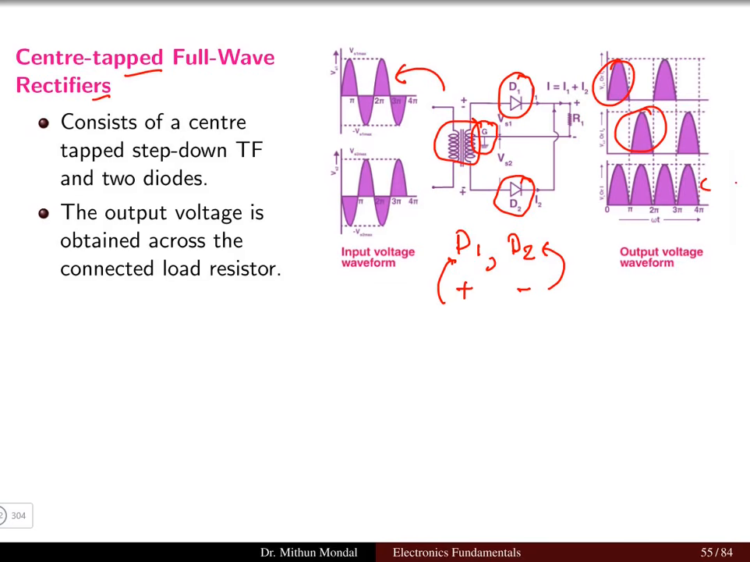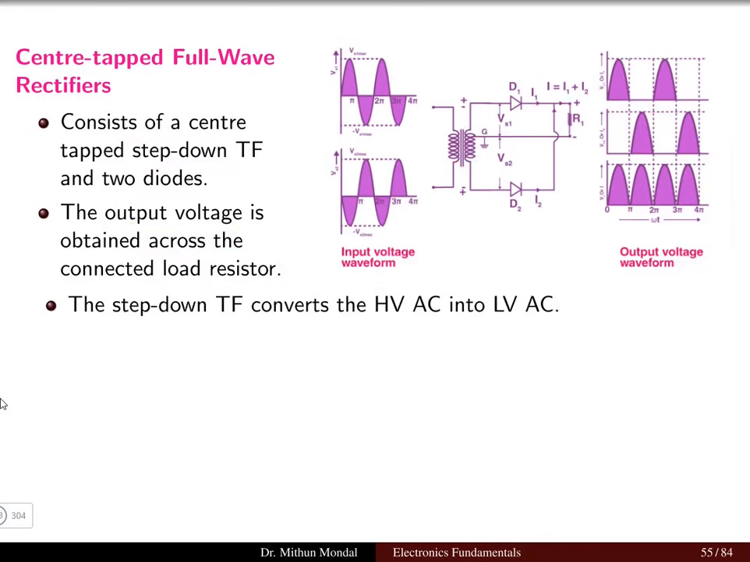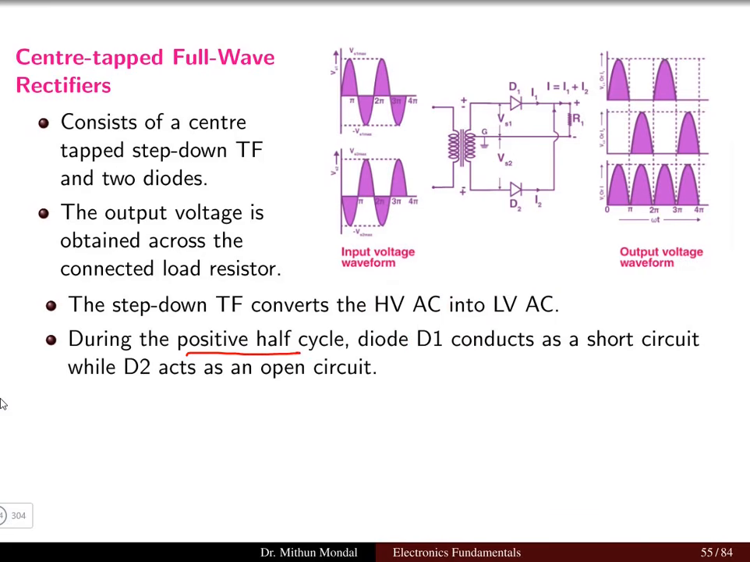So a center tap transformer, which is a step down, and two diodes are required in the full wave rectifier, and the output voltage is obtained across the load resistor. Now note here, this load resistor is connected with one of the terminals and the center tap. The step down transformer converts the high voltage AC into low voltage AC, so we have to reduce the level of the voltage using a step down transformer. In the positive half cycle of the AC input, only one diode, that is D1, will conduct.